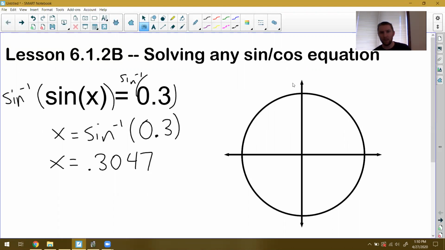So if you remember that up here we have a y coordinate of 1. A y coordinate of 0.3 is going to be somewhere approximately here, maybe. That might be 0.3. And so that's the y coordinate that I'm looking for. And I should be able to find 2 points on the unit circle that have that as their sine value or as their y coordinate, right? One of them is right over here.